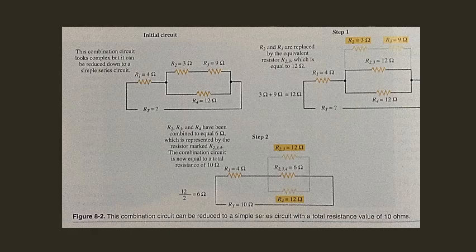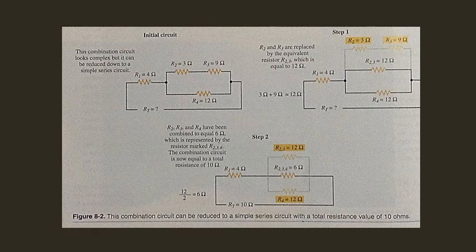Again, this combination circuit has two resistors in series in one branch of the parallel portion of the combination circuit. These series resistors must be added together before the parallel circuit can be reduced into an equivalent series resistance. R2 and R3 can be combined using the series circuit resistor formula to create an equivalent 12-ohm resistor known as R23, upper right in figure 8-2.